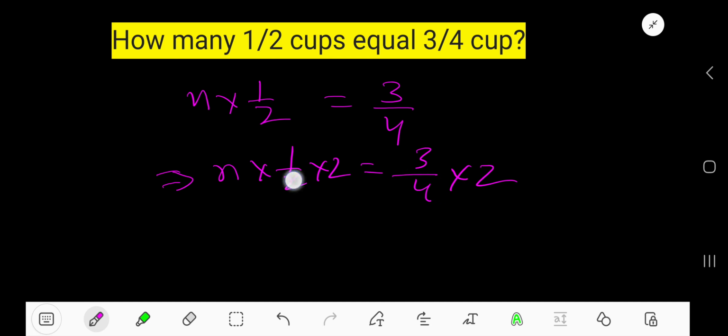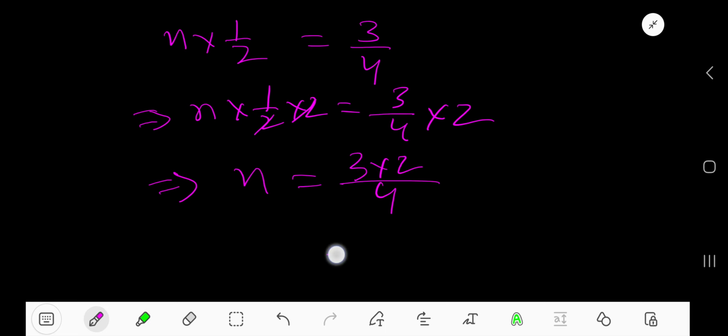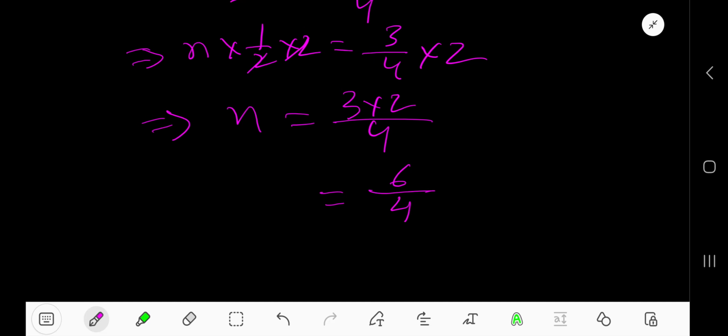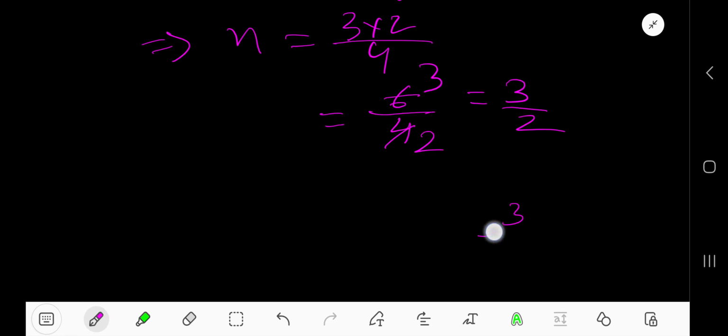So look, cancel this 2 with this 2, you are getting n equal to 3 times 2 divided by 4. So 6/4. Divide the numerator and denominator by 2, you will get 3/2. Now divide this 3 by 2. 2 goes into 3 one time, 1 times 2 is 2. You subtract, then you are getting 1.